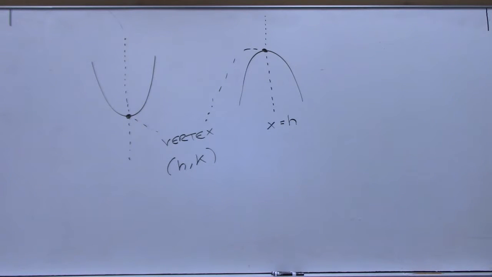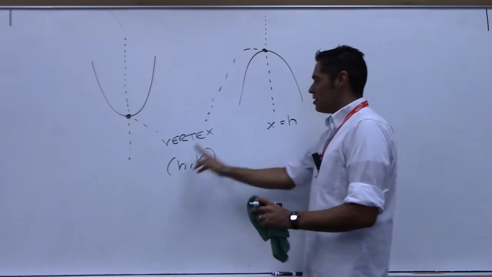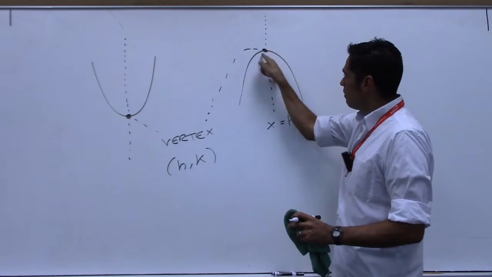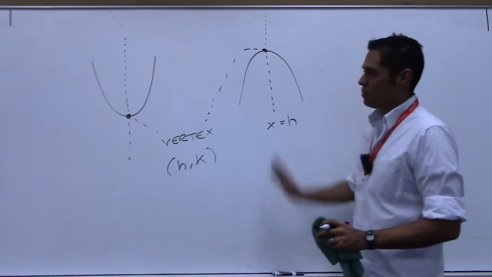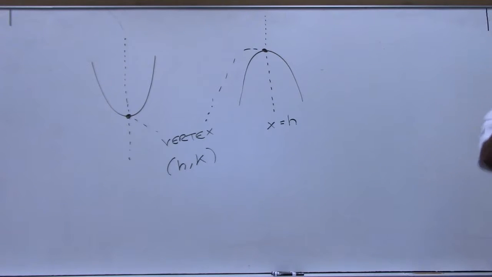All right, x is h, right? X is left and right. H is this coordinate. So wherever that point is, left and right, that's where that vertical line will be. It says it right there, too.